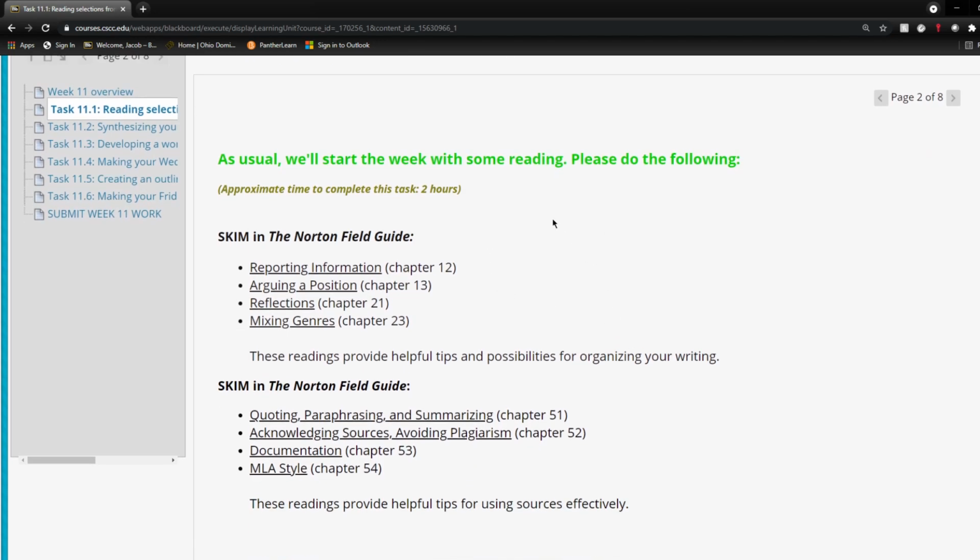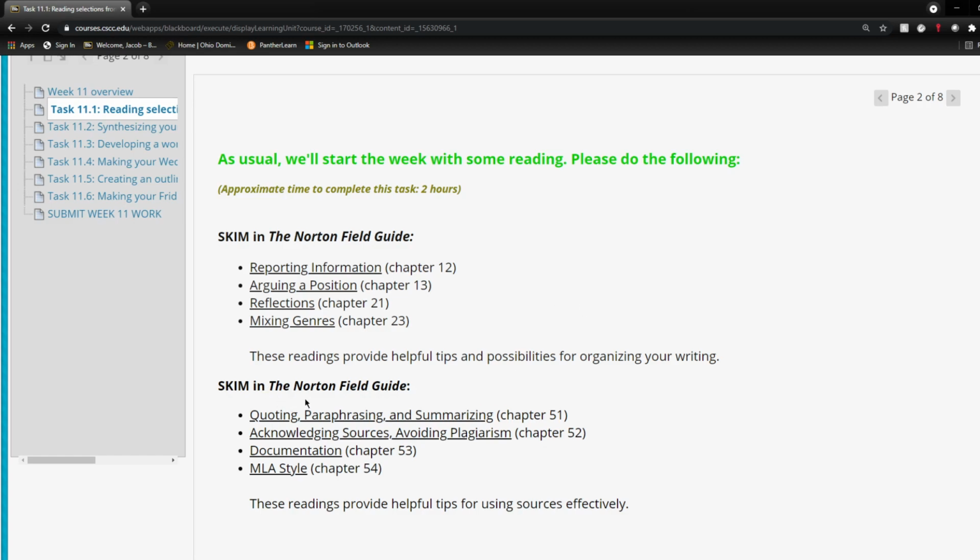As per usual, I have some reading for you to do. I would skim these chapters. There's one on reporting information, one on arguing a position, one on reflections, and then one on mixing genres. I wouldn't take the time to read these completely. I think that would be an awful lot of work, but I would glance over these chapters and see if you can find any useful information.